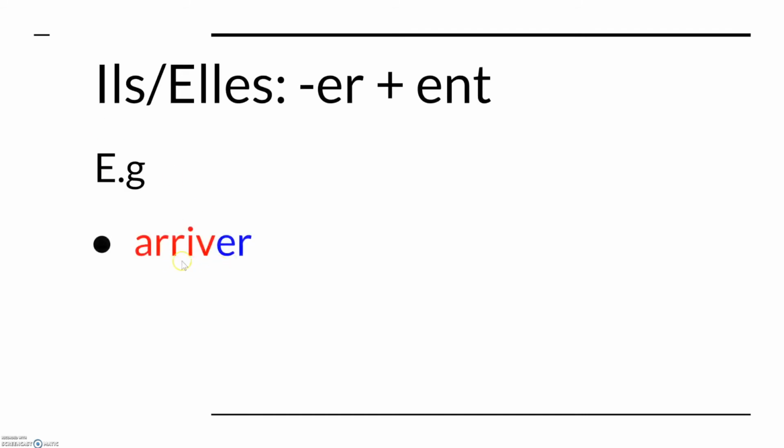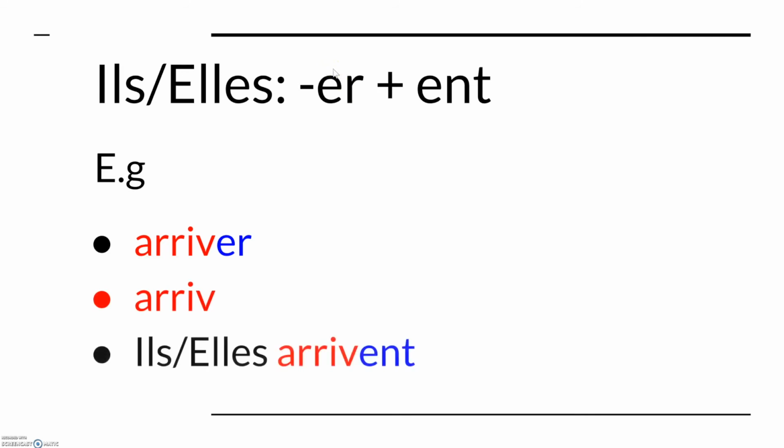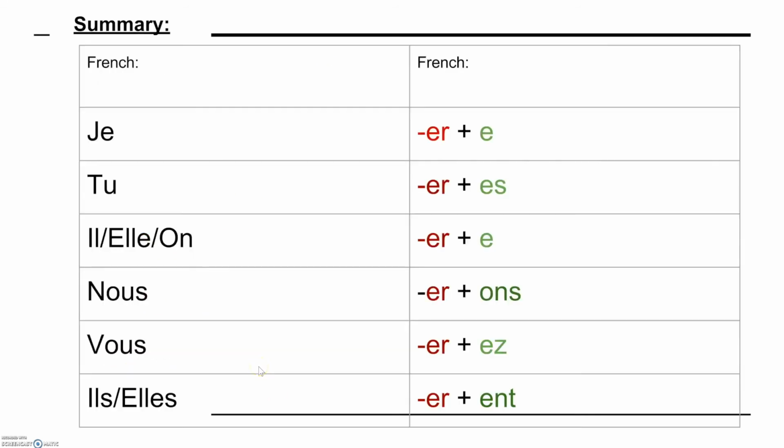Now the verb here, arriver, which means to arrive. If you want to say they arrive in the present tense, arriver is an ER verb. You're going to chop off that ER and you're going to add that ENT. So they arrive. So here's a summary for the conjugation pattern for ER verbs.